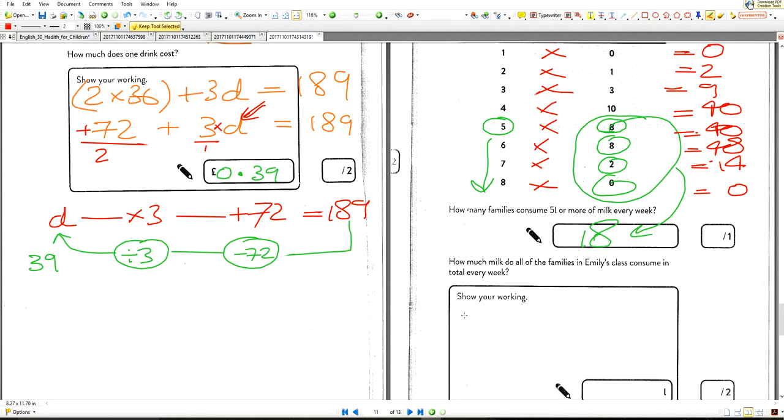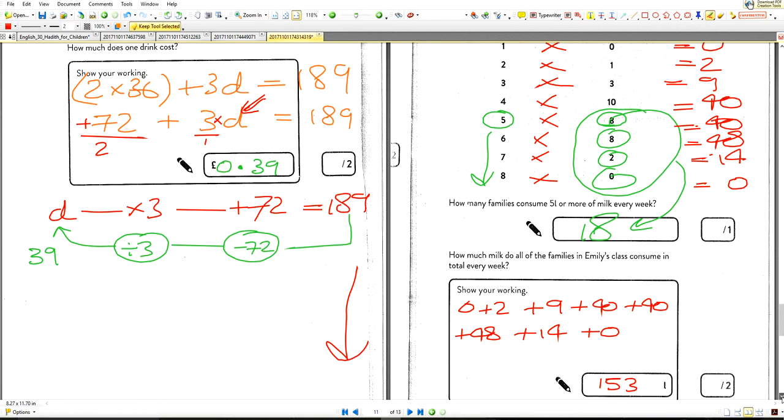What we need to show now is that we're doing 0, add the 2, add the 9, add the 40, add the 40, add the 48, add the 14, and then add the 0. And that should give us a nice, lovely answer. You can set it up down here if you like, in a column format. That should give you an answer of 153 liters. That's how we work it out from the table. You have to multiply the left-hand column by the right-hand column and add them all up, and that'll give us the total. So that's 153 liters. Okay, let's move on to the next question.